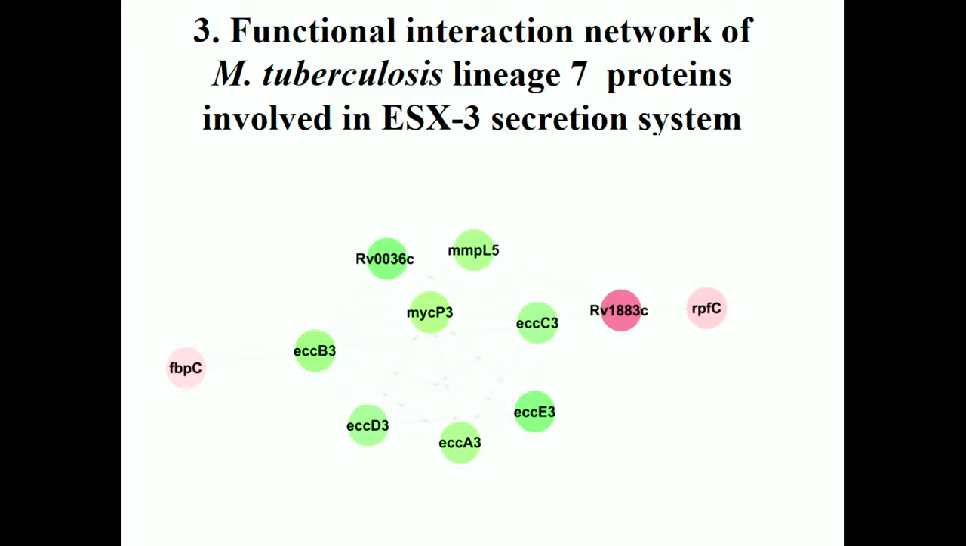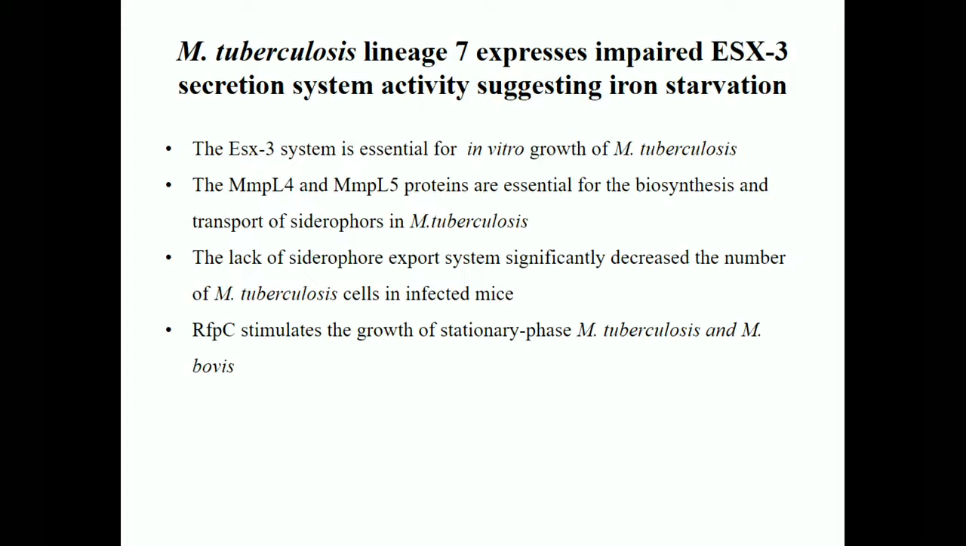This Cytoscape analysis shows how the downregulated proteins interact with each other. Earlier studies have shown that the E6 secretion system is essential for in vitro growth in MTB, and the lack of siderophore export system significantly decreased the number of MTB cells in infected mice. So the downregulation of almost all components of the E6-3 secretion system may affect lineage 7 growth.